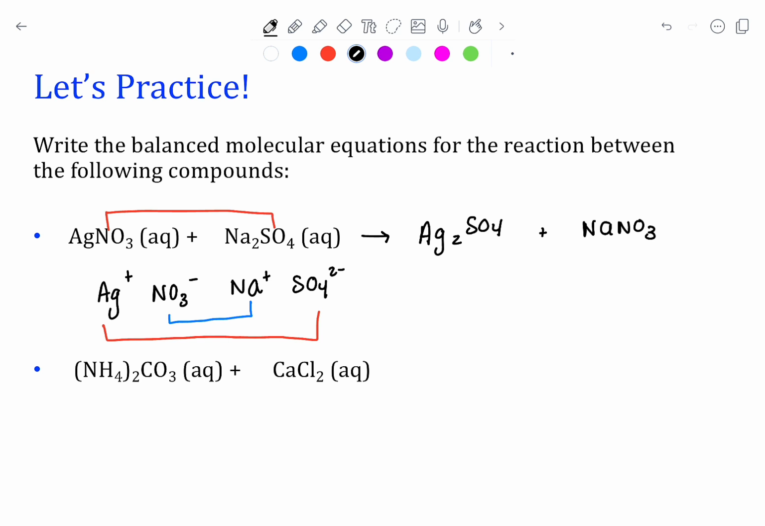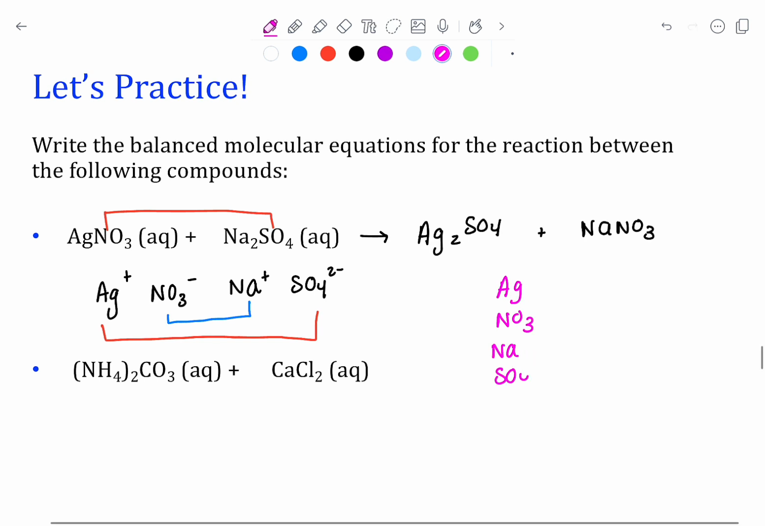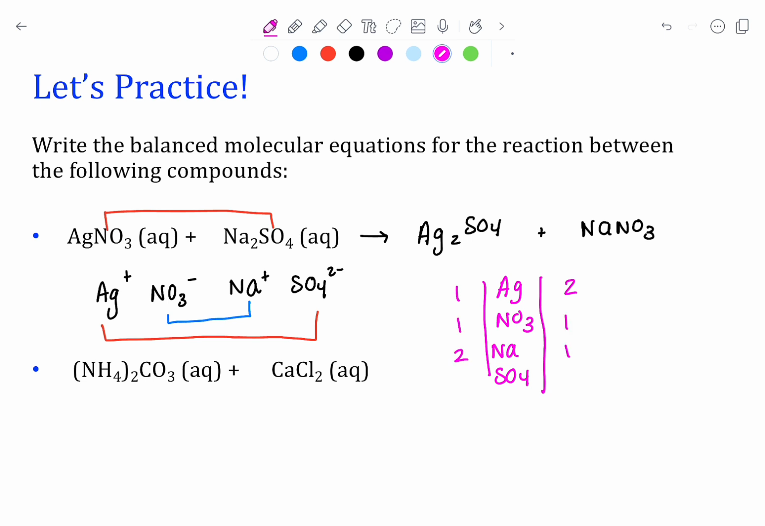Okay, we can balance these now. We have Ag, NO3, Na, and SO4. So I'm keeping my polyatomic ions together. Silver, I have 1 and 2. Nitrate, I have 1 and 1. Sodium, I have 2 and 1. And sulfate, I have 1 and 1.